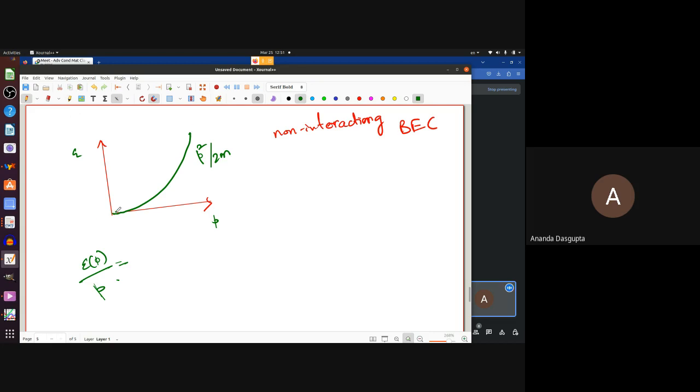In this graph, what is the minimum value? 0. What is the minimum possible value for epsilon p by p according to this graph? The 0. Which means the critical velocity for a free BEC is simply 0. It means the moment you have a fluid flowing through a tube, the tube will be able to produce quasi-particles in the fluid, and it will take the system out of the ground state. You will not get superfluid.